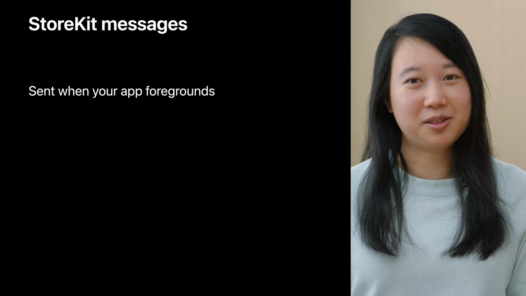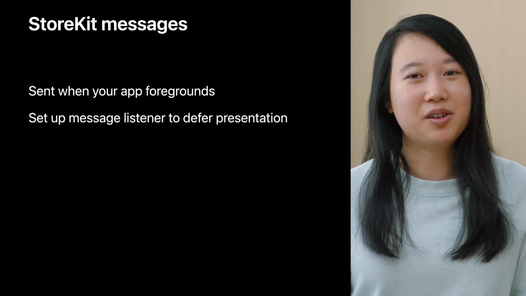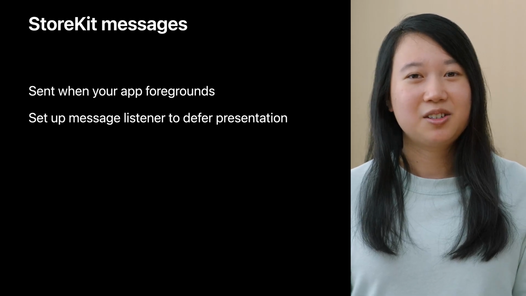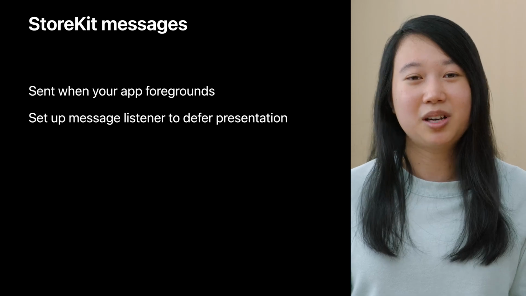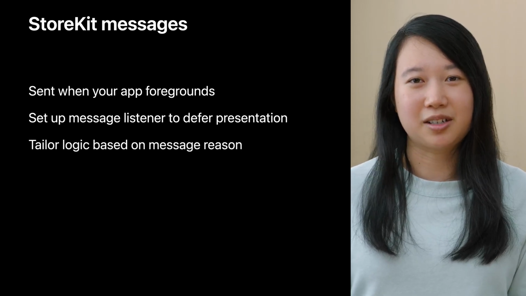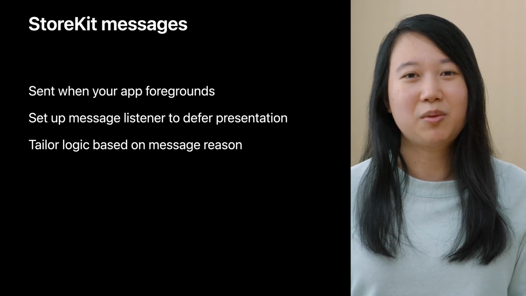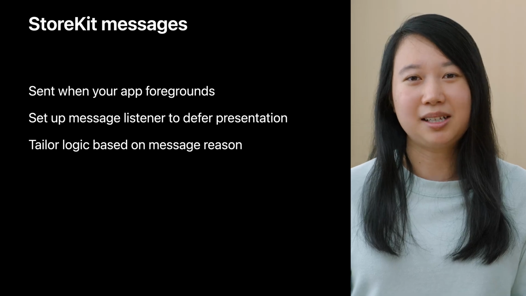Remember, StoreKit messages are sent to your app each time it comes to the foreground. So you'll want to set up a message listener in each view in which you want to control the timing of when the messages are presented. You can ensure customers have a great experience by making sure message sheets don't appear at unexpected moments. Or perhaps you want to tailor your logic for certain message types. With a price increase consent message, you may want to educate your customer about the additional value you're providing before the price increase consent sheet appears.